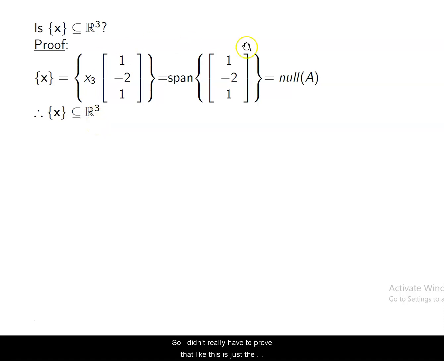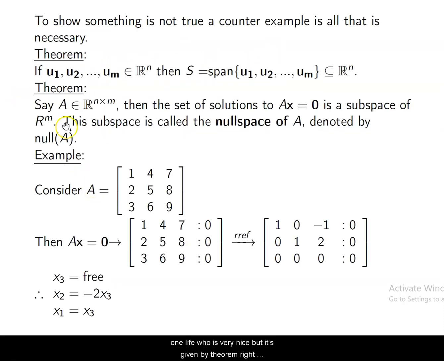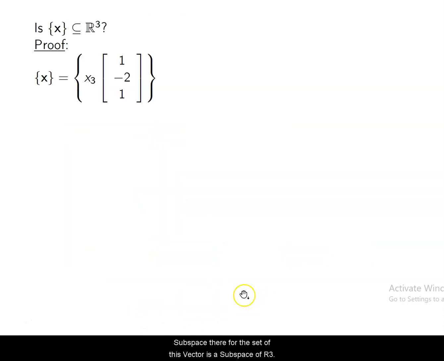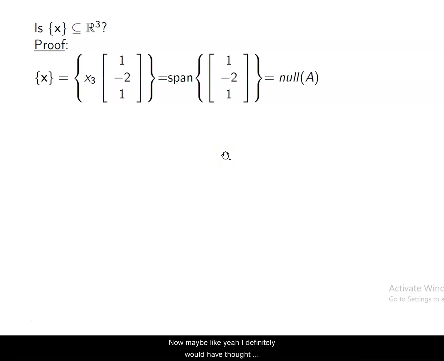So I didn't even really have to prove that. This is just a one-line proof. It's very nice, and it's given by a theorem. You can just say yes, due to this theorem, the null space is a subspace. Therefore, the set of this vector is a subspace of R3. Now maybe you're thinking, I definitely wouldn't have thought about that; I would have tried to do it how you showed me. Well, let's do it that way.